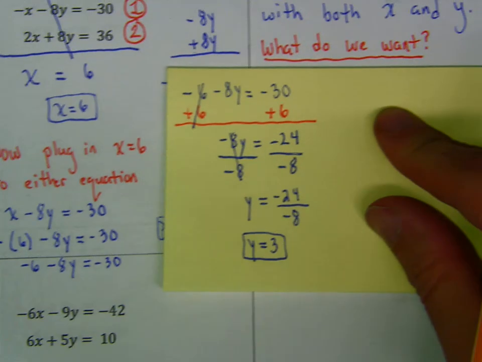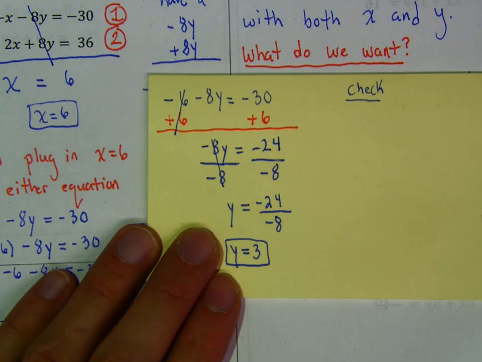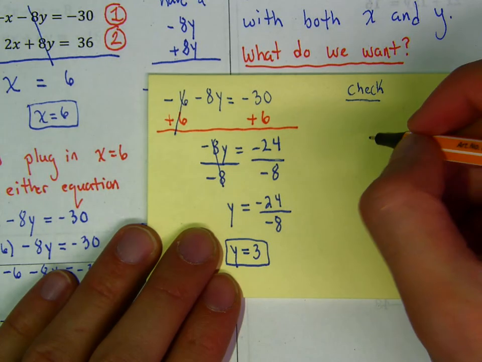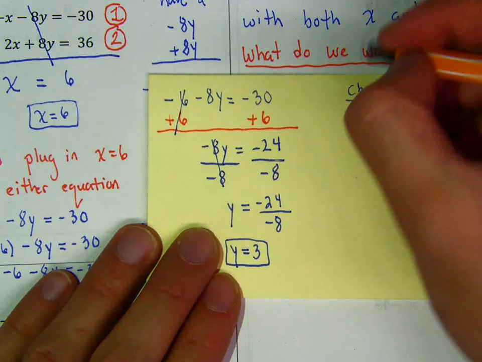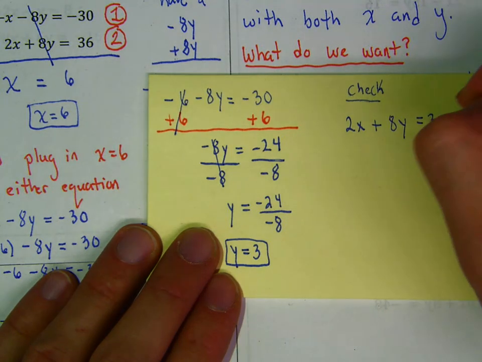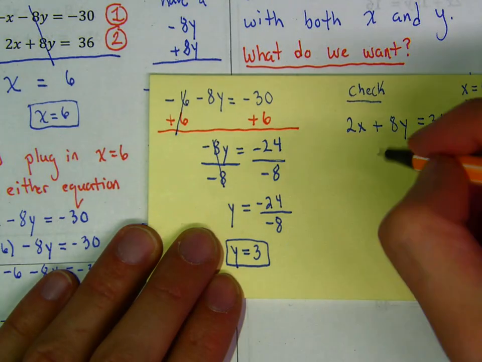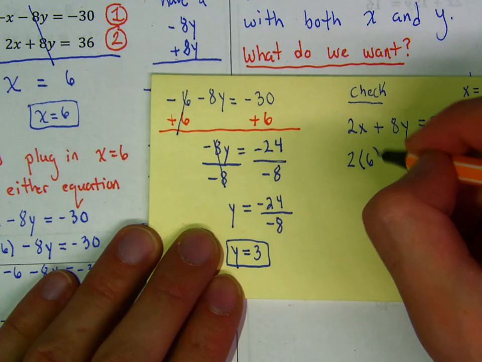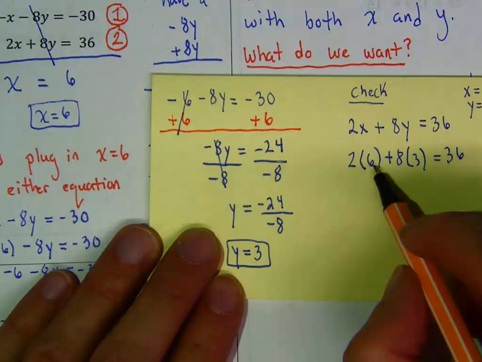What you could do is, well, how can I check it? How can I check it? Let me change this real quick. Okay, how can I check it? Well, let's plug it into one of the equations, the first equation or the second equation. So if I plug it into the second equation, for example, 2x plus 8y equals 36. Remember, x is equal to 6 and y is equal to 3. Then all you have to do is you have 2 times 6 plus 8 times 3 equals 36, right? You're just plugging in what you get for x and y.